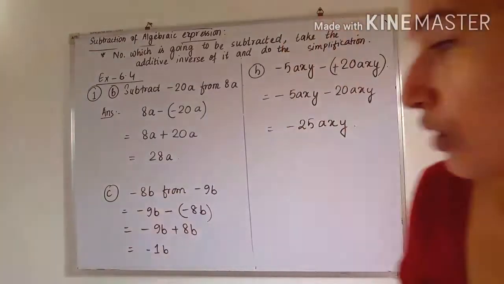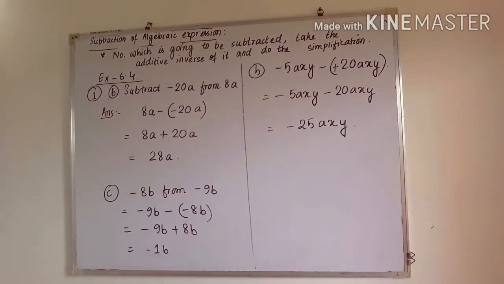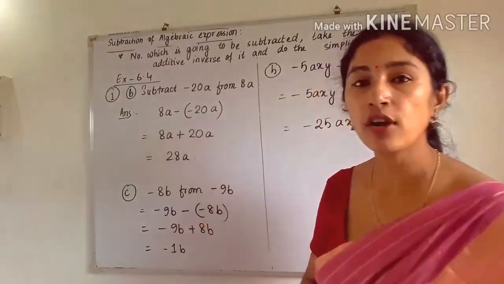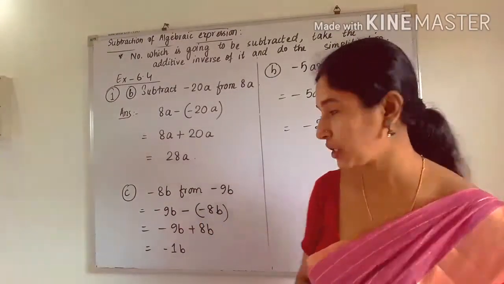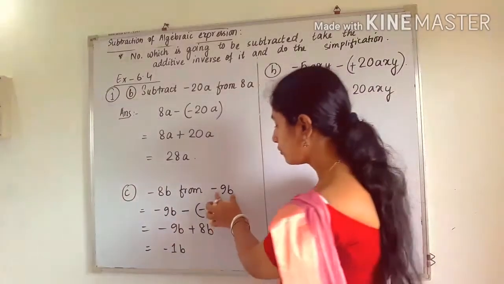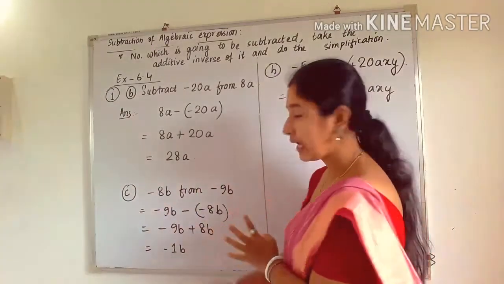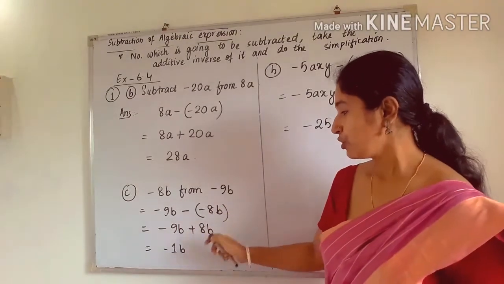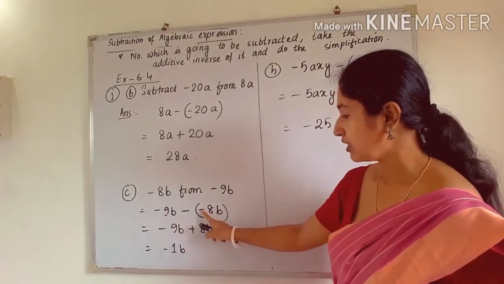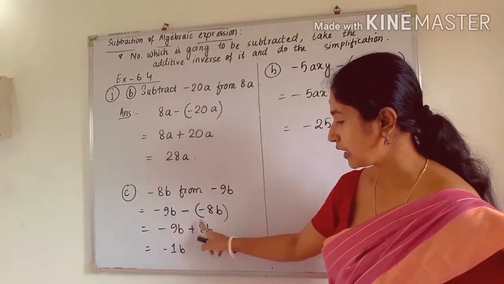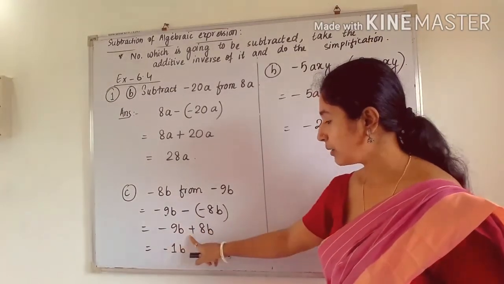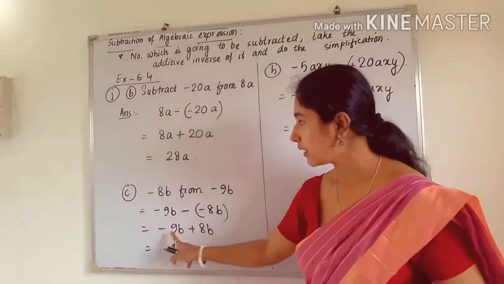Okay, so the next question is number C. Subtract -8b from -9b. So first of all you have to write the expression. You have to write -9b first, then minus of, in bracket you have to write -8b. The additive inverse of -8b is +8b. Okay, so you have to write -9b plus 8b. Now we can easily solve.